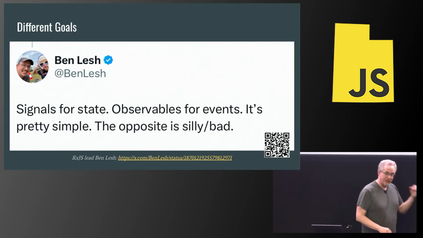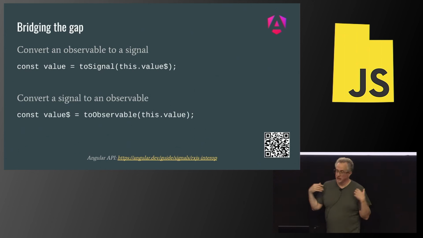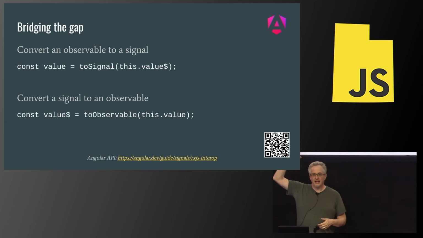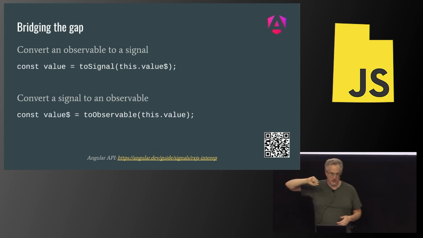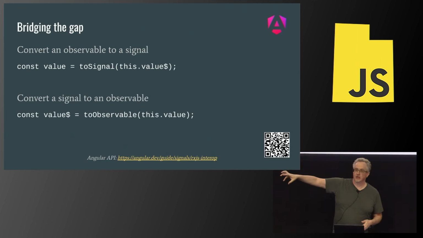Divide your labor. Use your observables or promises for your events, and use your signals for your state management, glitch-free one-way data flow, binding to your templates. So part of your application is going to use one, part of it's going to use the other. What's the gap? Your framework's going to have different ways. I'm an Angular guy, so I'll show you the Angular way. It has interoperability APIs to convert observables to signals and signals to observables, which makes life easy.